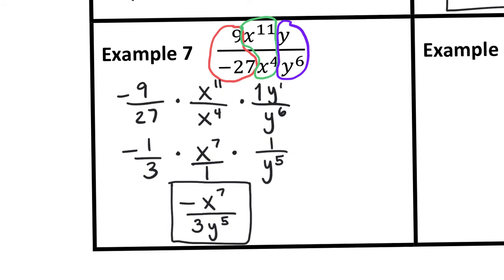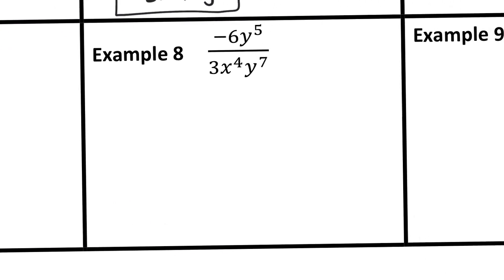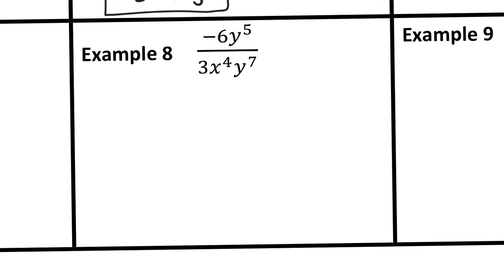All right, let's go to example 8. So we're going to do this grouping situation where we have a negative 6 and 3, kind of grouping the numbers together. There's also an x to the power of 4 just on the bottom. So there's a 1 here.